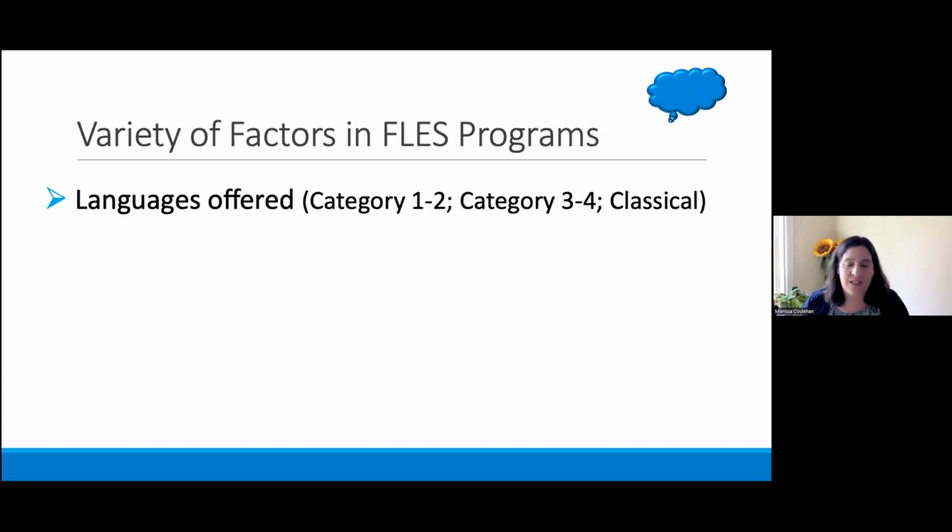Category 1 and 2 languages, those would be Spanish, French, Italian, German, Swahili, ASL. Those are considered category 1 and 2 languages, and those are a little bit more similar to English, and so you'll notice that on the proficiency levels, students can go a little bit farther, a little faster. Category 3 and 4 languages would be like Arabic, Greek, Hebrew, Mandarin, Korean, Japanese, Russian, and potentially classical languages. I've definitely heard of some Latin programs in 5th and 6th grade. And so you each have unique standards and ways to think about your proficiency levels, right?